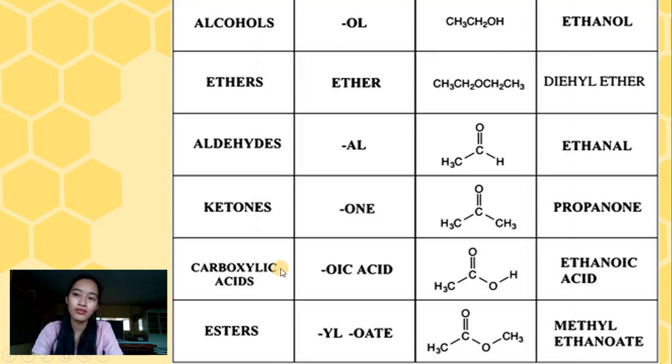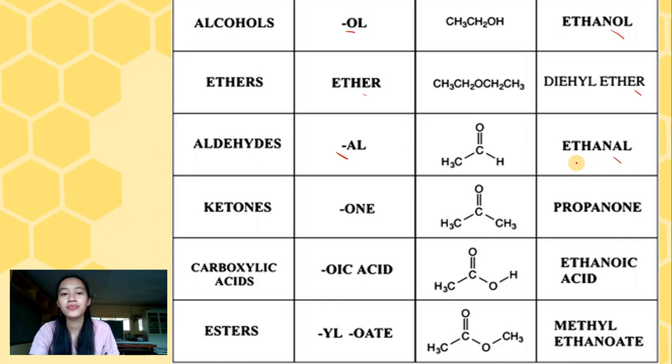I also will be showing you this table, just to show some of the ways these families are named. Alcohols have an "-ol" at the end, for example ethanol. Ethers, for example diethyl ether. Aldehydes end in "-al", like ethanal. Ketones end in "-one", like propanone. Carboxylic acids end in "-oic acid", for example ethanoic acid. Esters end in "-oate", for example methyl ethanoate. So, just a glimpse of how to name these compounds.